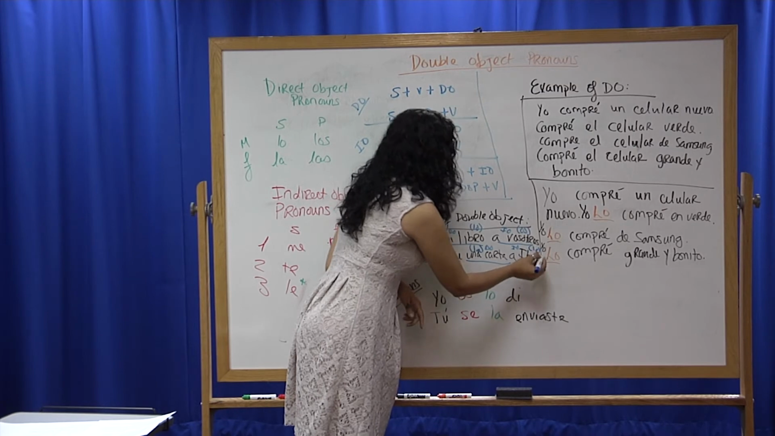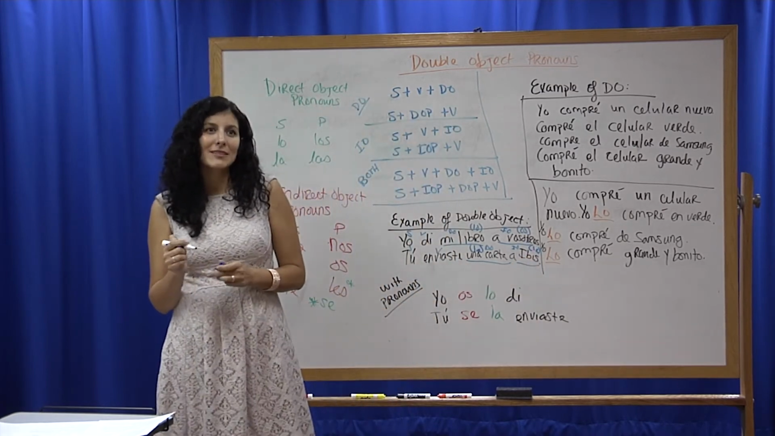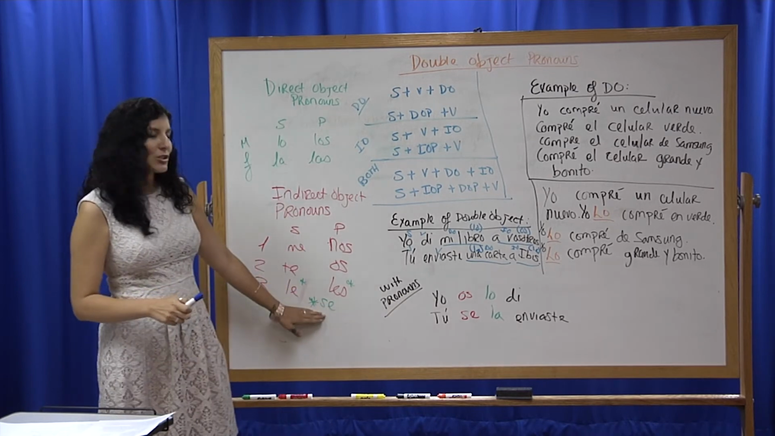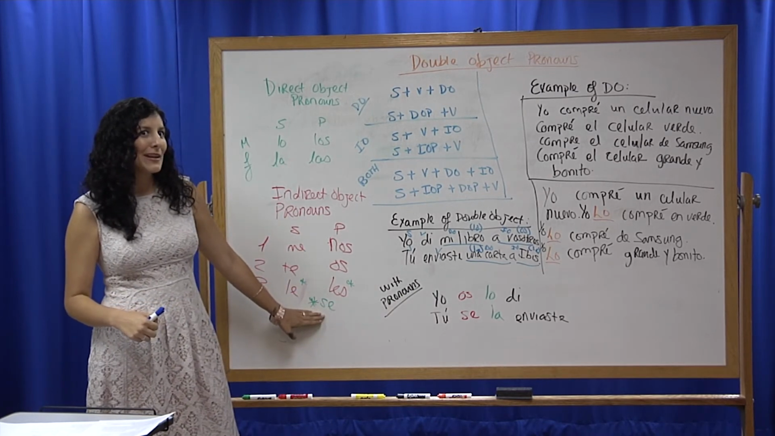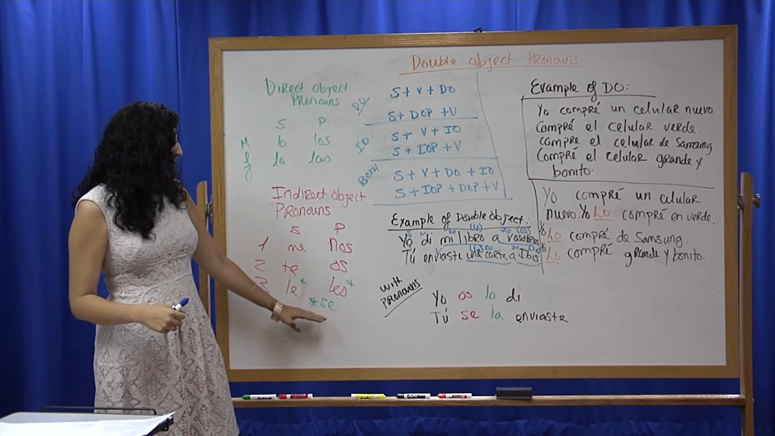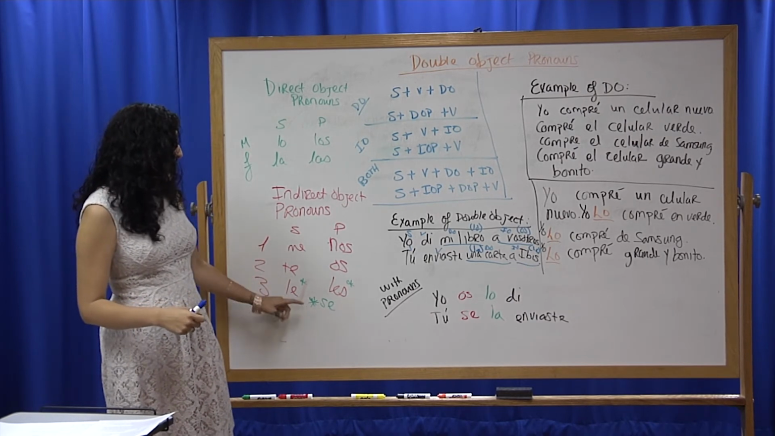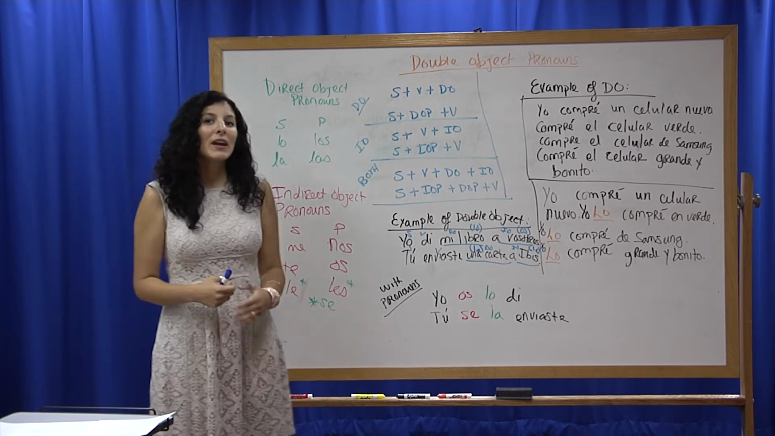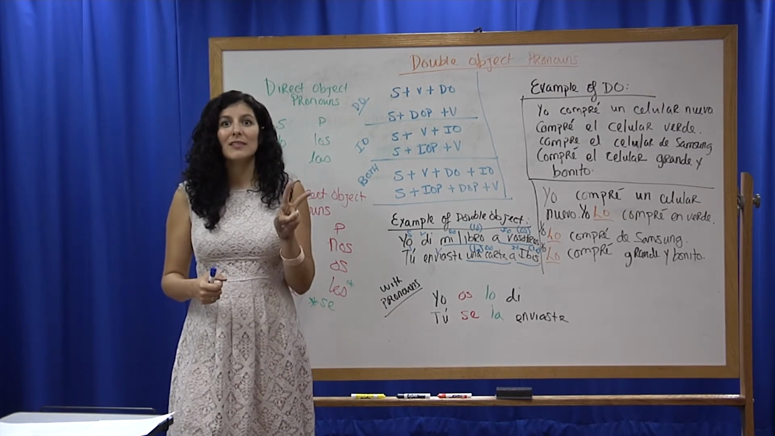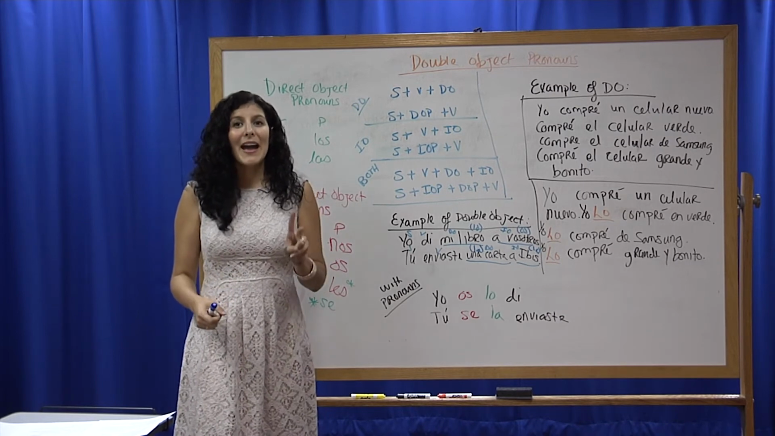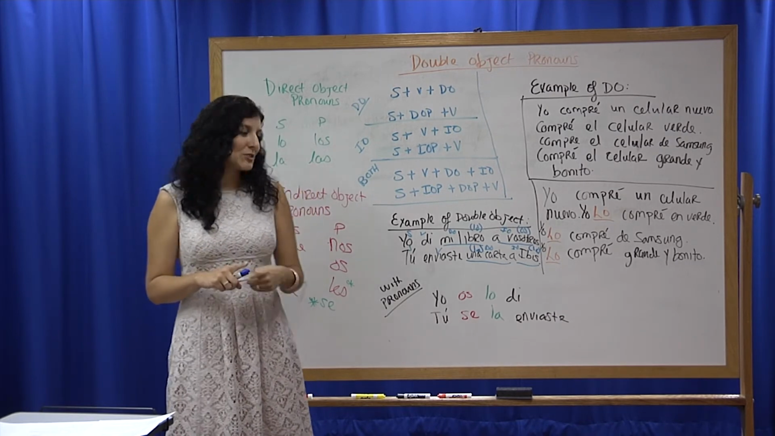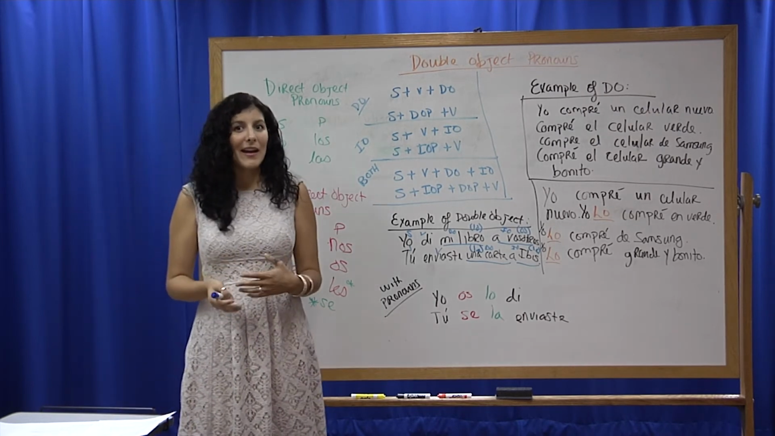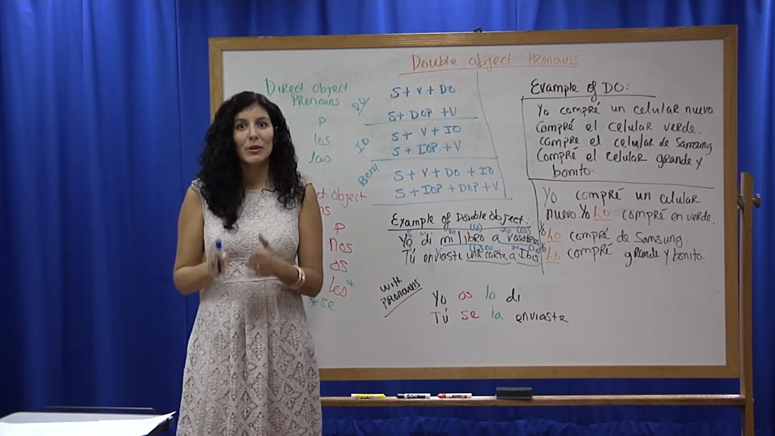The problem that I run into here, though, is that I run into my exception to the rule. You remember this little asterisk over here that I told you not to worry about for right now? Well, now we're going to look at it. You'll notice that right here I have an asterisk over le and les, and I have written se next to it. When I have 2 third persons together in a double object pronoun scenario, I have to replace the indirect object le or les with se. It's only in cases where I have 2 third persons together.